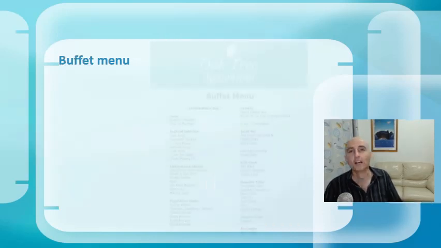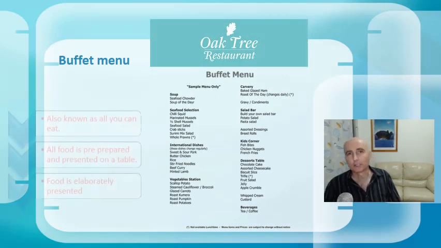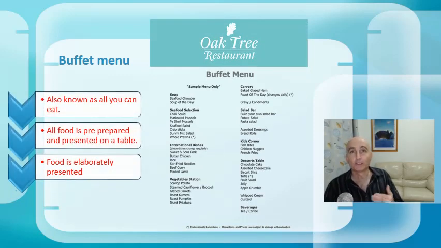Buffet menus are very popular and have become exceptionally popular through the 80s, 90s, and now. Also known as all you can eat, but they have a range of pre-prepared food presented beautifully on a table. In a fine dining, sort of 5-star, you'd be looking at ice carvings, and the food is very, very elaborate, but it gives you the chance to have a little bit of everything, which a lot of people love.